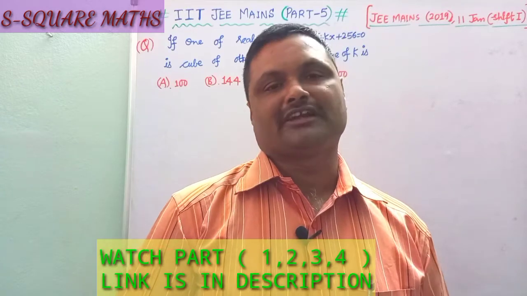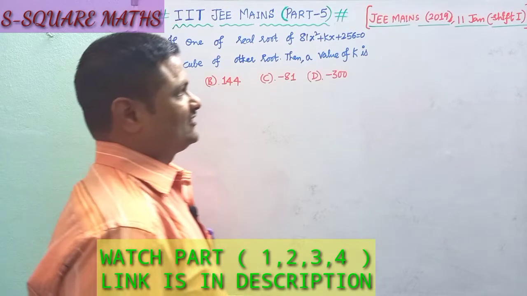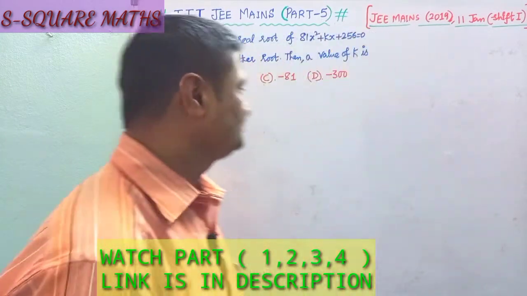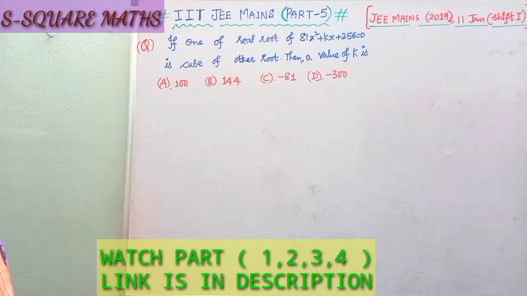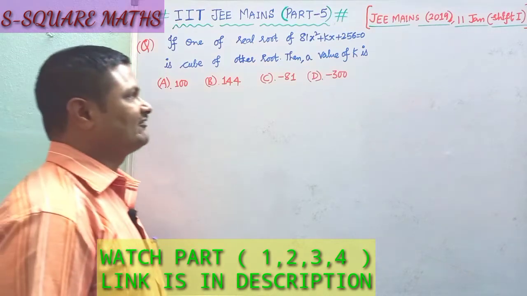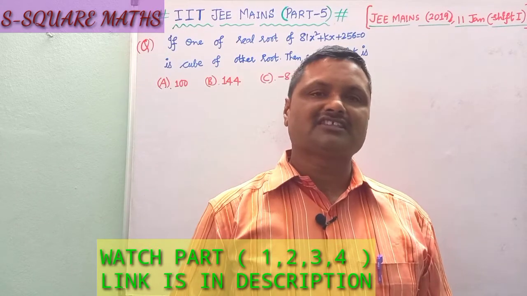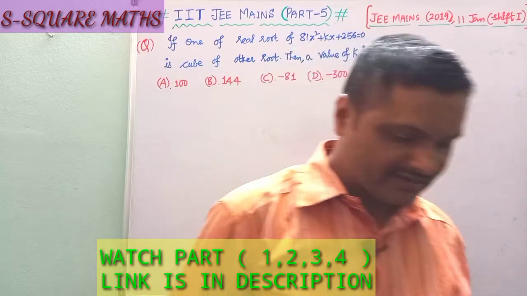So far we completed 4 parts. This question has been asked in JEE Mains 2019, 11 January first shift. So what is our question now? If one of the real roots of 81x square plus kx plus 256 is equal to 0 is a cube of the other root, then find the value of k. So they are asking the value of k. The condition here is one root is the cube of the other. Okay, let us start now.